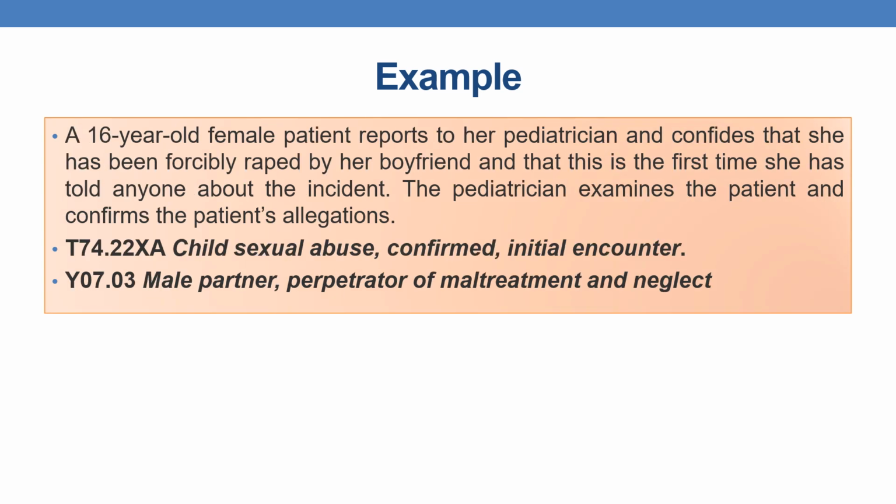Now coming to the next example. A 16-year-old female patient reports to her pediatrician and confides that she has been forcibly raped by her boyfriend and that this is the first time she has told anyone about the incident. The pediatrician examines the patient and confirms the patient's allegations. So the abuse is confirmed. The appropriate codes are T74.22XA, child sexual abuse confirmed, initial encounter, because the patient is only 16 years old, followed by Y07.03, male partner, perpetrator of maltreatment and neglect.